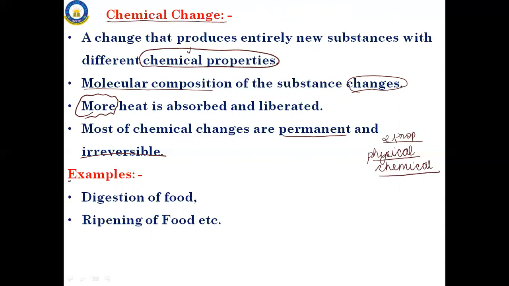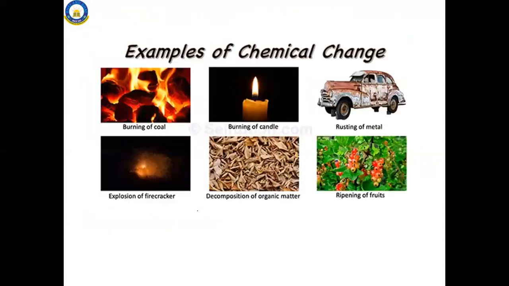What are the examples of chemical change? Digestion of food and ripening of fruit are examples of chemical change. Here is a picture example of chemical changes: burning of coal, burning of a candle, rusting of metal, explosion of a firecracker, decomposition of organic matter, ripening of fruits. All these are examples of chemical change.